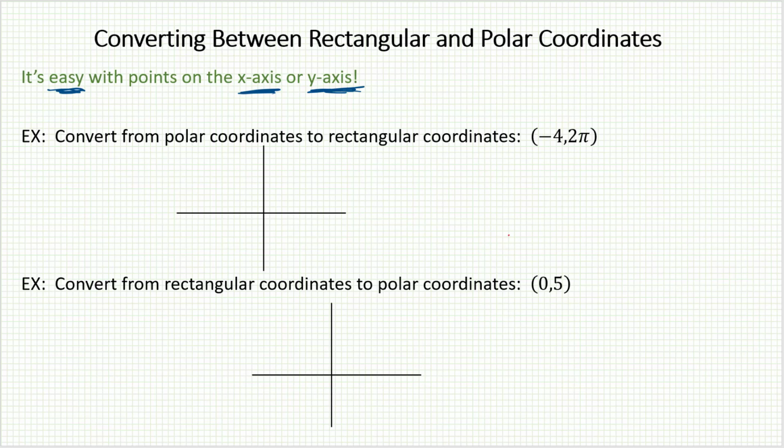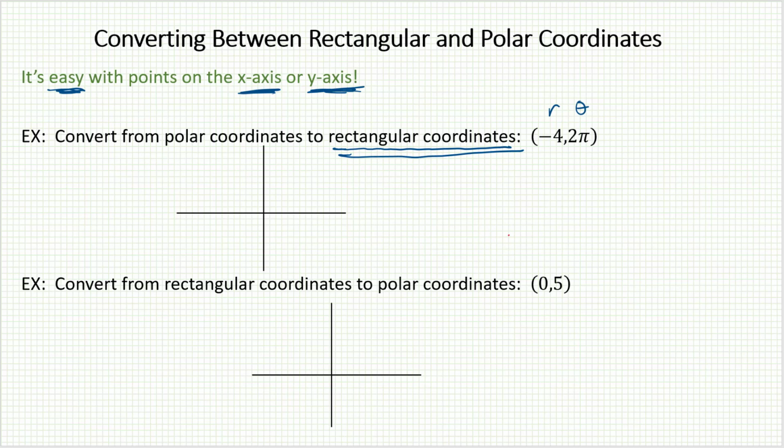Here's a couple of simple examples. The first one says, I have something in polar coordinates. So this is the point r comma theta. That represents some location in the plane. And I want to write down the rectangular coordinate name. There will only be one answer here. There's only one rectangular name for any given point.